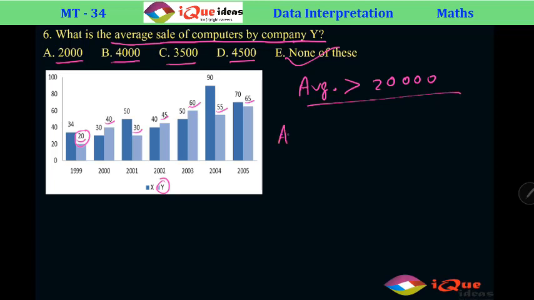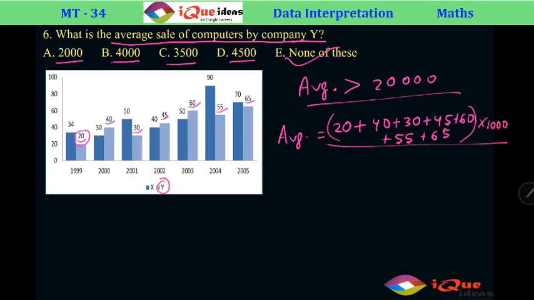Now suppose I have to do the calculation, then how do we do it? First value is 20,000, so I'll write 20, plus the second year 40, then 30, then 45, then 60, then 55, then 65. All are in thousands, so multiply by 1000 and divide by the number of values. The number of values will be 1, 2, 3, 4, 5, 6, 7. This is the proper method.